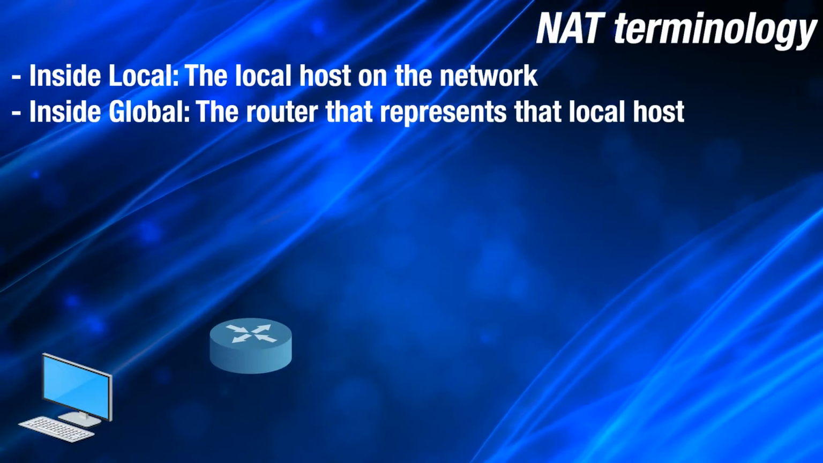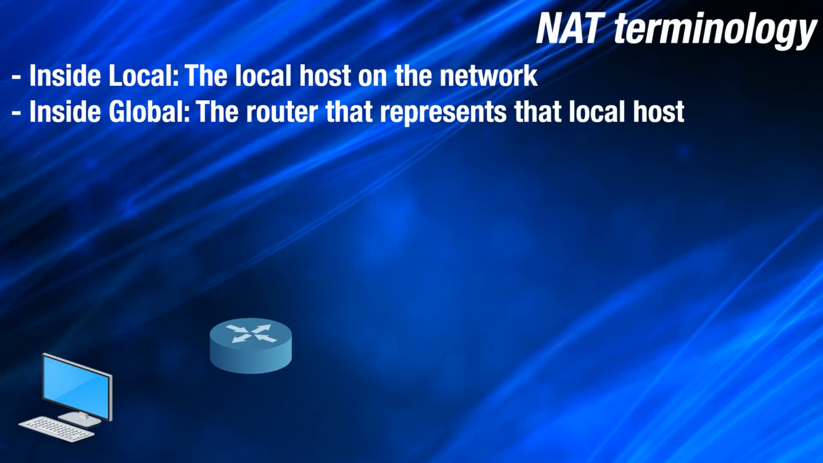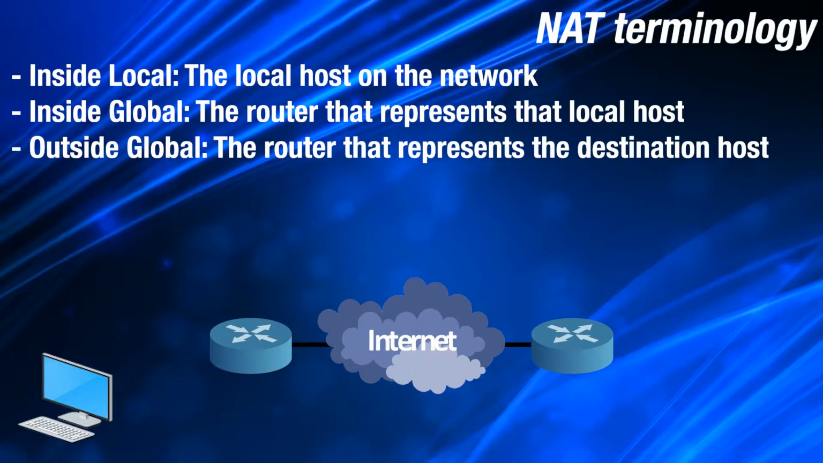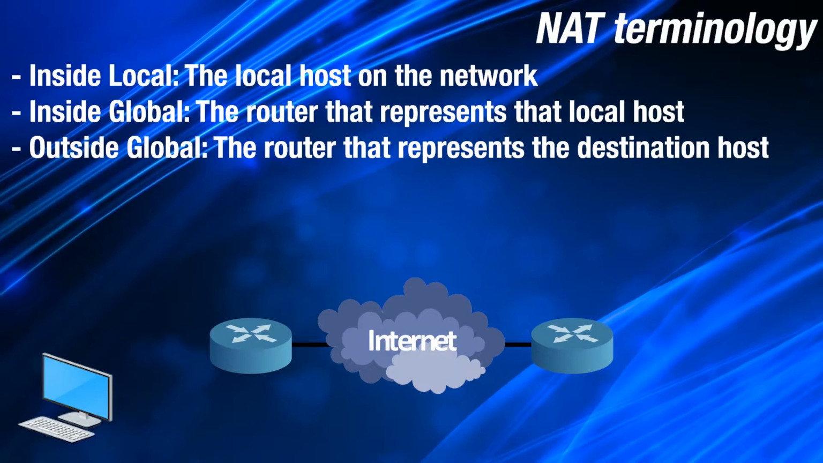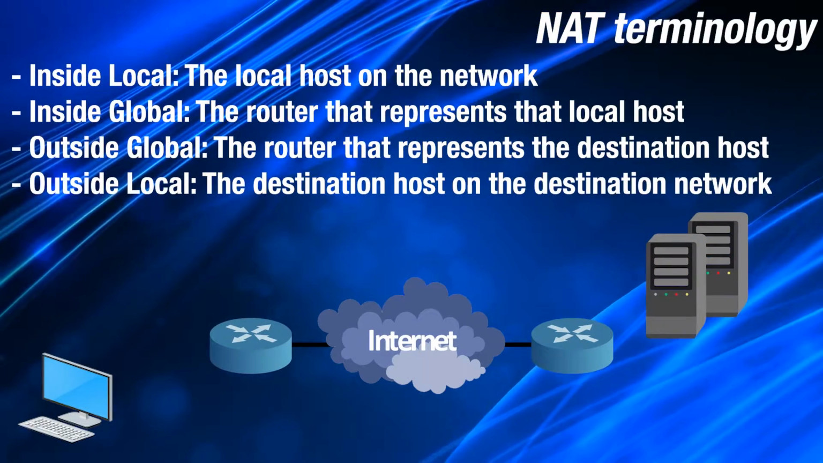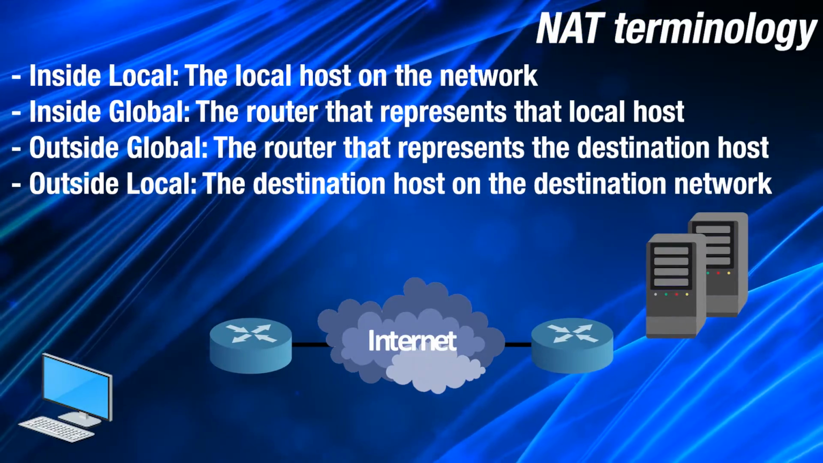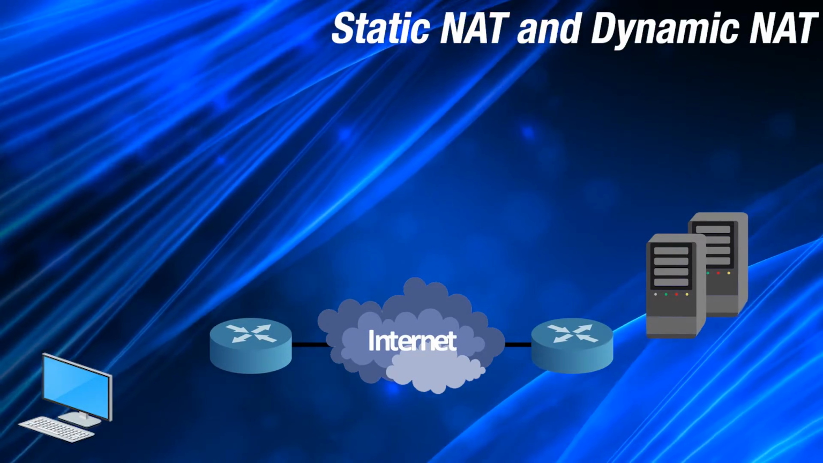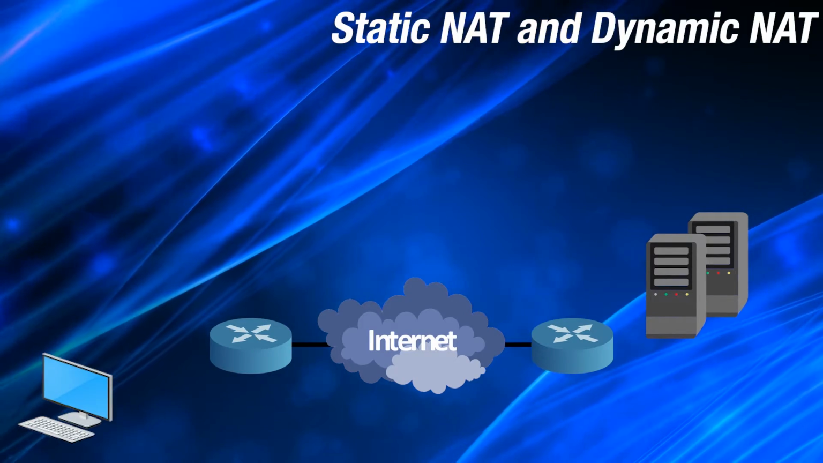When it comes to NAT, there are 4 types of addresses: inside local, the local network device; inside global, the address of your router as seen by the outside network; outside global, the address of the destination router as seen from the inside network; and then outside local, the address of the destination device within the outside network. Now, there are 2 different types of configurations for NAT: static NAT and dynamic NAT.